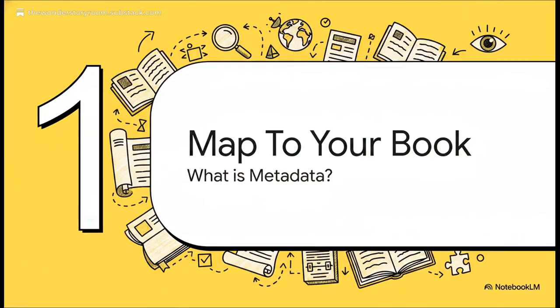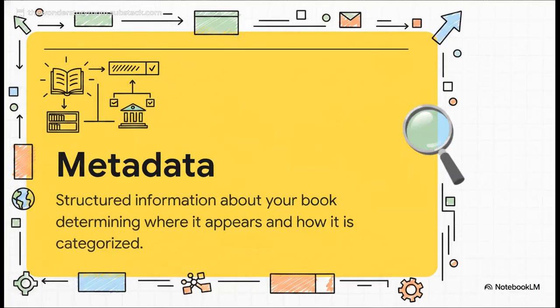Kicking things off with Section 1, the map to your book. What exactly is metadata? This right here is the absolute foundation of your publishing business. Simply put, metadata is structured information about your book. It's the raw data that tells the world where your book belongs on a virtual shelf, who actually gets to see it in their search results, how it's categorized, and crucially, whether institutions like libraries and indie bookstores can even find it to place an order.